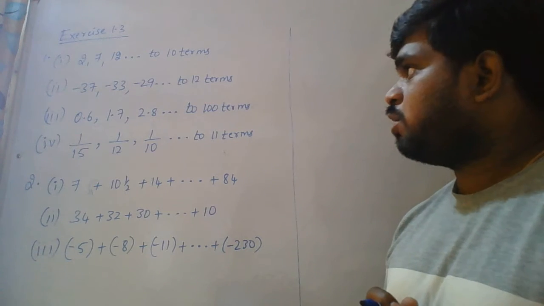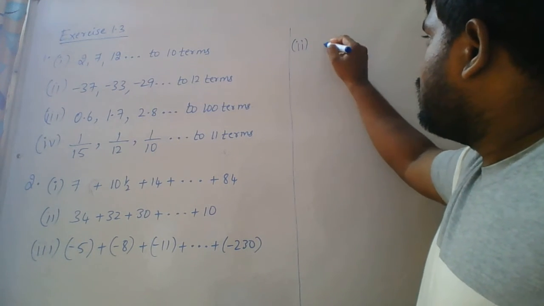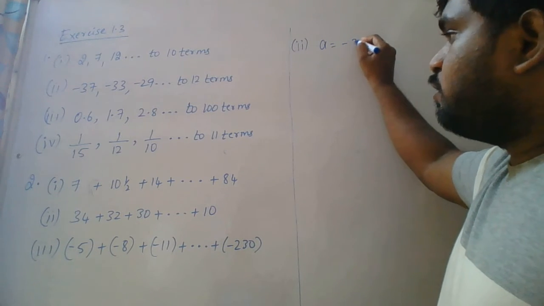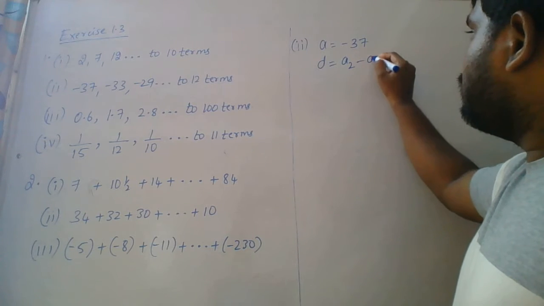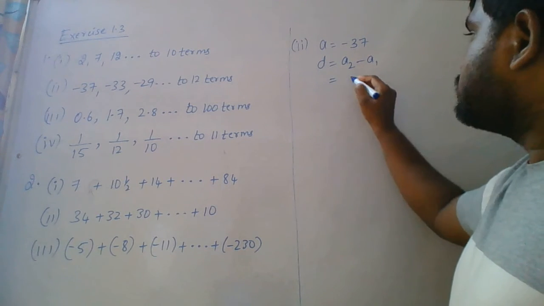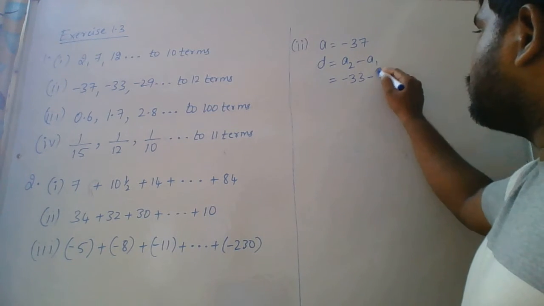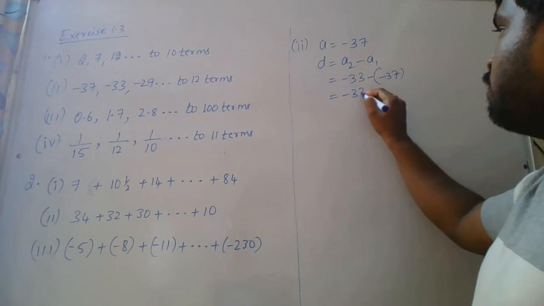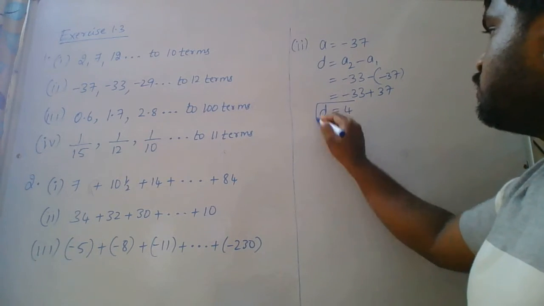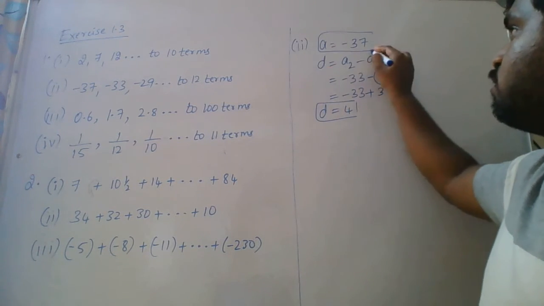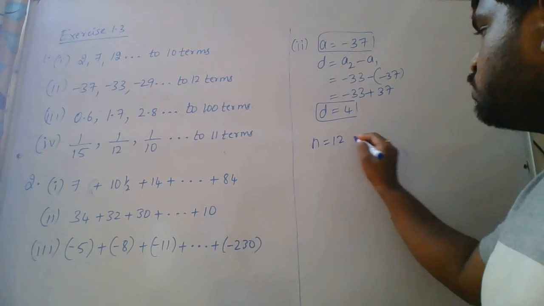Okay, in the second problem, as usual, let's find the value of A and D. The value of A is negative 37. How do we find D? Second term minus first term, that is minus 33 minus first term is minus 37. So it becomes minus of minus. Minus 33 plus 37, which gives us 4. So D value is 4, A value is minus 37. How many terms should we add? 12 terms. So N value is 12.